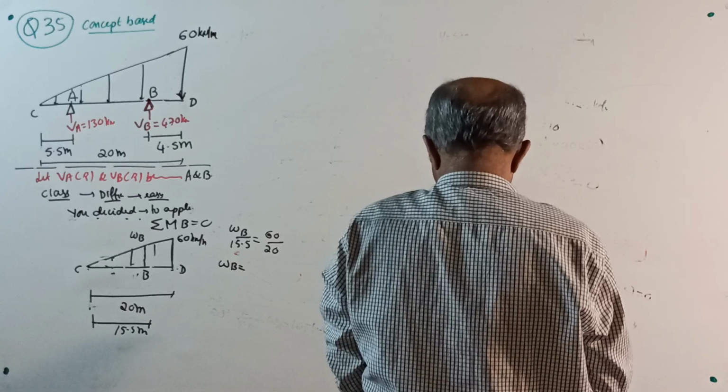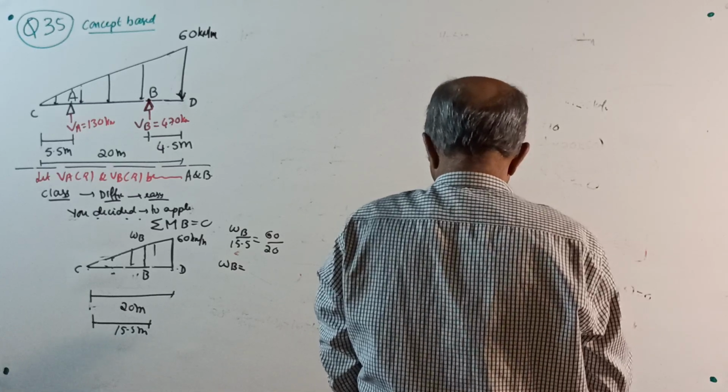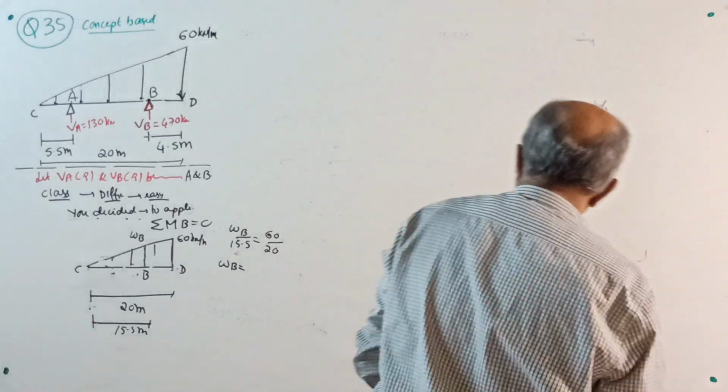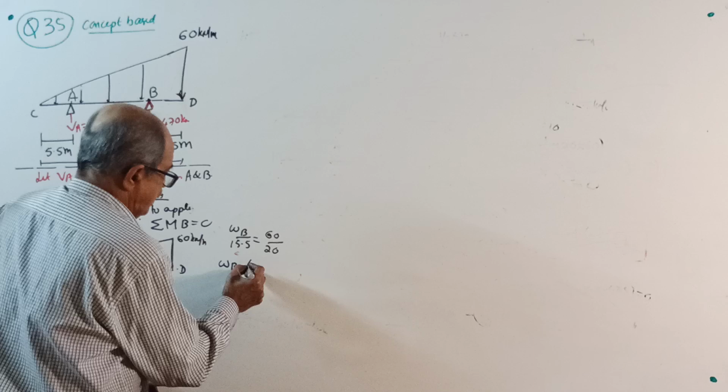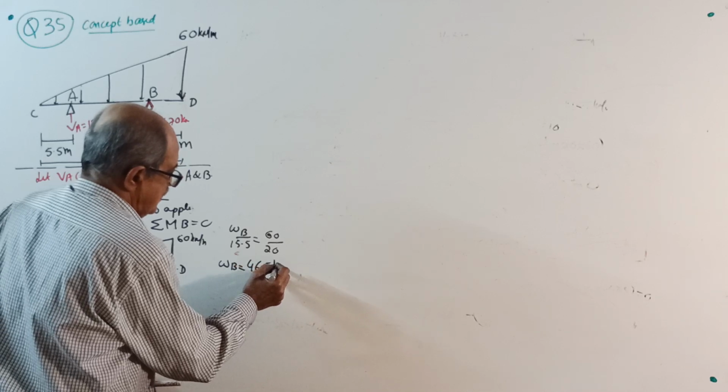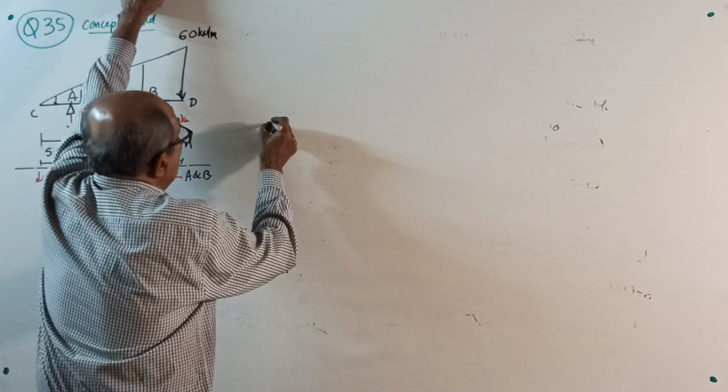60 by 20 into 15.5 is 46.5 kilonewton per meter. 46.5 kilonewton per meter. Now, draw a sketch.